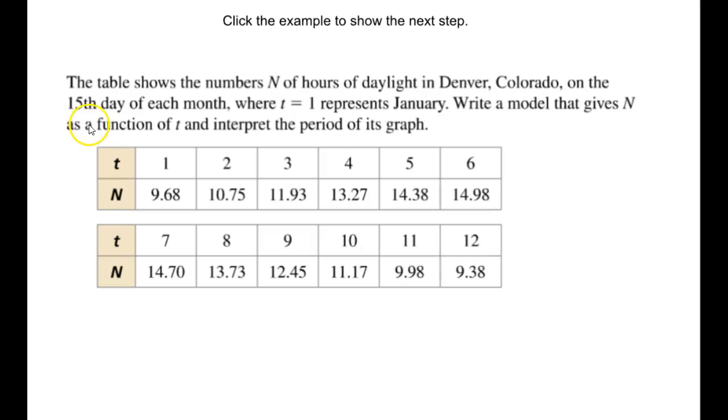Now we're looking at this table. A table shows the numbers of hours of daylight in Denver, Colorado on the 15th day of each month, where t equals 1 represents January. Write a model that gives n as a function of t and interpret the period of its graph.